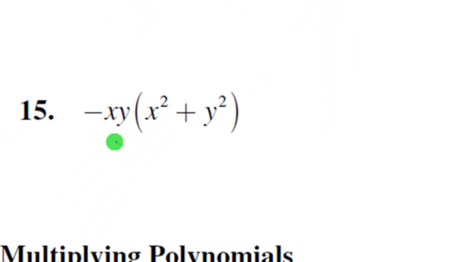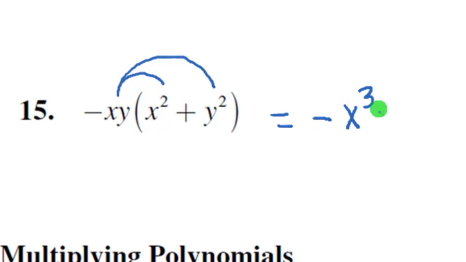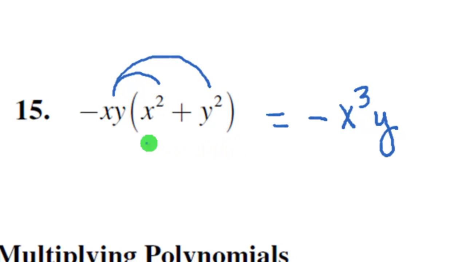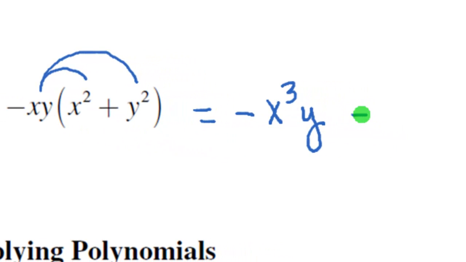Now we have negative xy times x squared plus y squared. So we're going to distribute the negative xy. Here we get x times x squared, so we get a negative x cubed y for the first term. And for the second term, we get a negative x y cubed. Not like terms, so we're done.